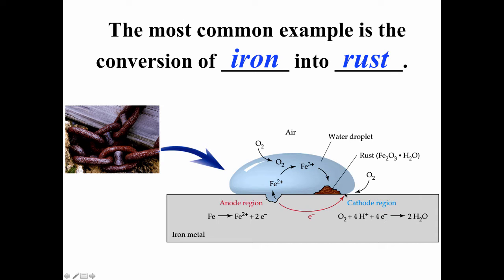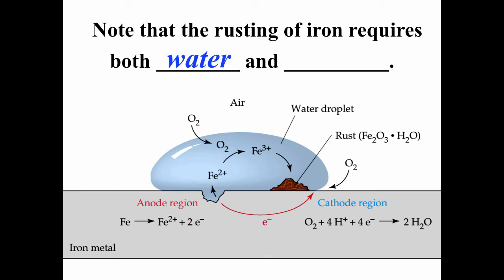And since metal is conductive, it can conduct electrons from where iron ends up rusting or corroding somewhere here in the drop. It can conduct electrons out to the edge of the drop where oxygen can easily gain those electrons. And that process has to have both water and oxygen. We often think about rusting as requiring water, but if there wasn't oxygen dissolved in the water or oxygen getting at the iron from the atmosphere, then we wouldn't have corrosion or rusting of iron occur at all.